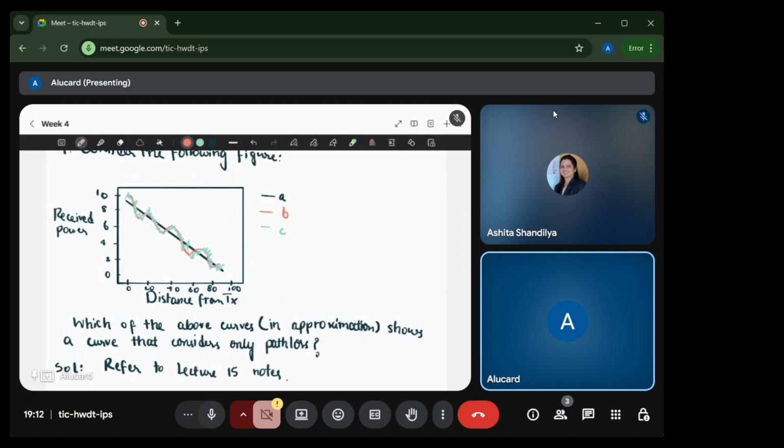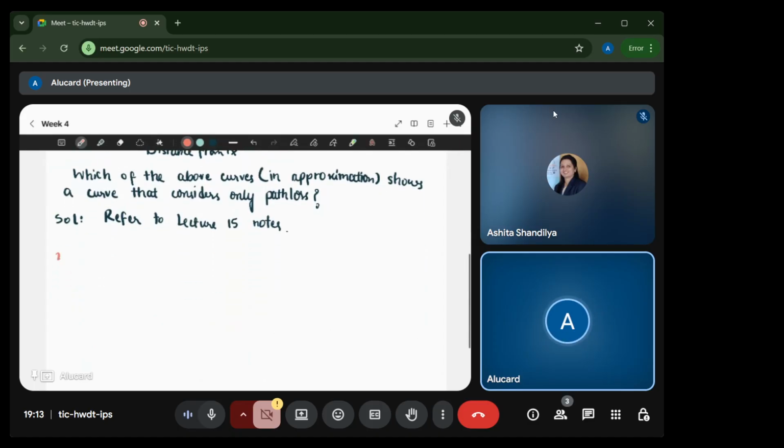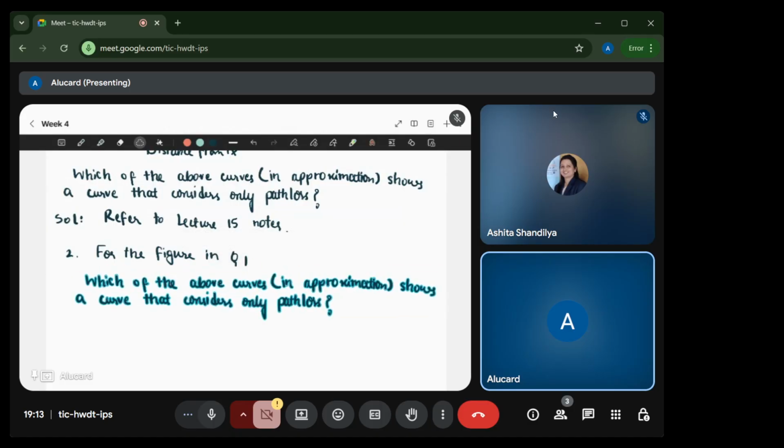Then the second question also uses the same figure as in question 1. I'll just copy the same thing. Which of the above curves?